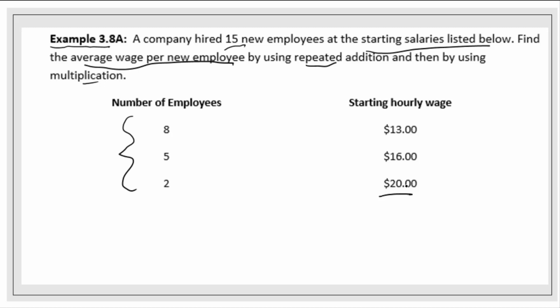Okay, now I can't just add these three numbers up and divide by 3. And why is that? It's because 8 employees started at $13 an hour, not 1. So it has to be weighed. Now I could do this. I'm going to do it with addition. I can do 13, 8 times.